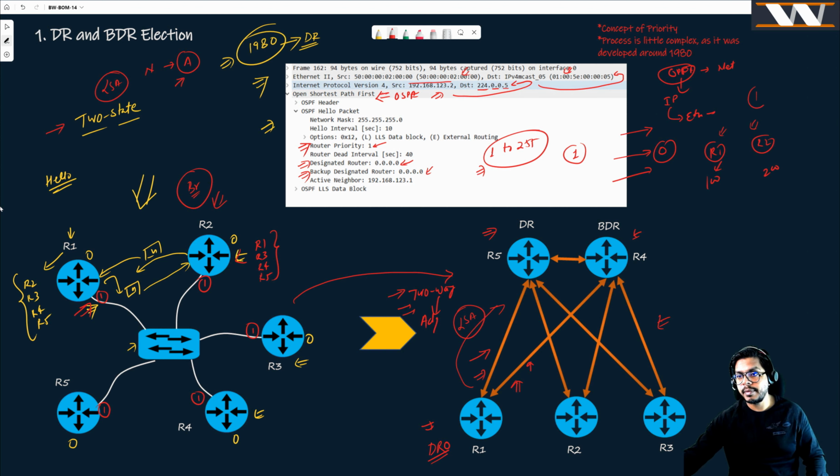The first thing in the matching criteria is the priority. The second thing is if the priority is the same, because it is going to be the same if you haven't configured it, everybody is going to have the priority value as 1.